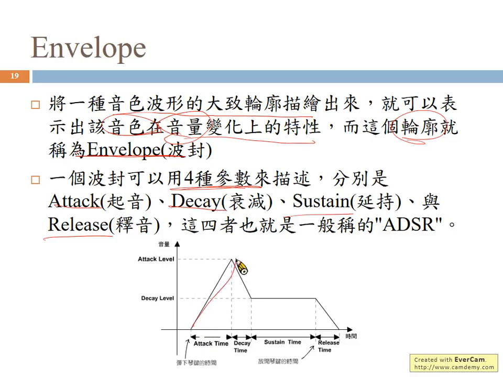Just like when we press a piano key, suddenly there is a sound attack, and this sound rises very quickly. And then when we keep pressing this key, the energy may decay. So first attack, then decay. And then if we keep pressing, the sound may keep sustained. And then when we release the key, the sound will decay, will release. So this is the four-range description of an envelope: attack, decay, sustain, and then release.